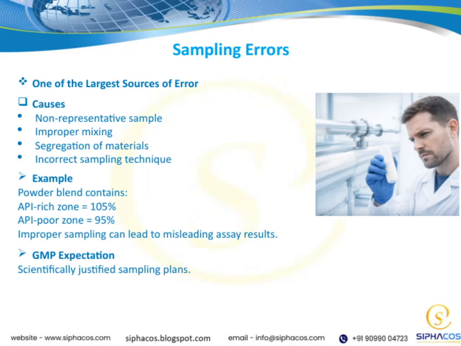Sampling errors are among the biggest culprits when it comes to mistakes in testing. They happen when the sample we take doesn't truly represent the whole batch. This can be due to poor mixing, materials separating out, or simply using the wrong technique to collect the sample. For example, if a powder blend has zones with too much or too little active ingredient, a bad sample might give us a false reading. That's why good manufacturing practice demands sampling plans that are backed by solid science.